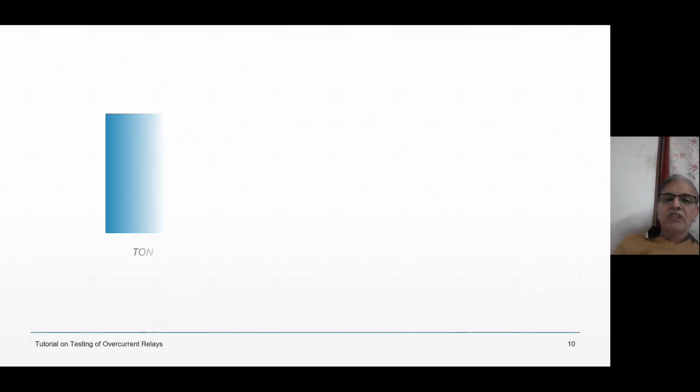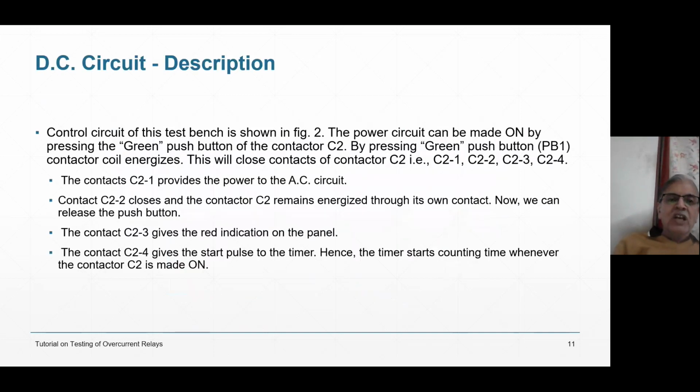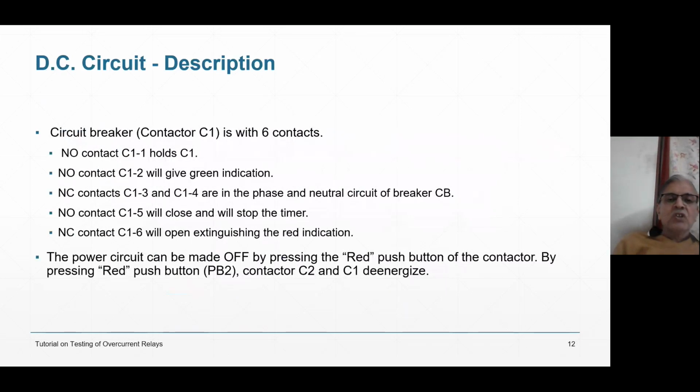So when C1 operates, what will C1 do? C1 will do so many things. C11 holds on C1, C12 will give green indication, C13 and C14 are NC contacts and they are disconnecting the CB, C15 is for the timer and C16 is for extinguishing the red indication. That's what I told you. The power circuit can be switched off by the manual push button also, right? So that can be done. This is how the whole experiment behaves.